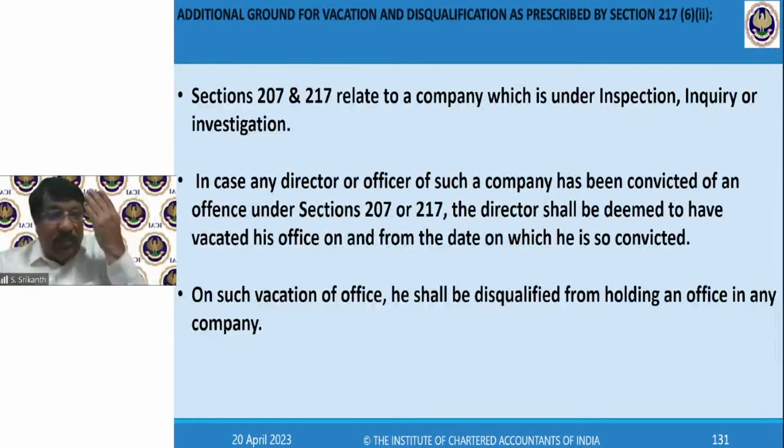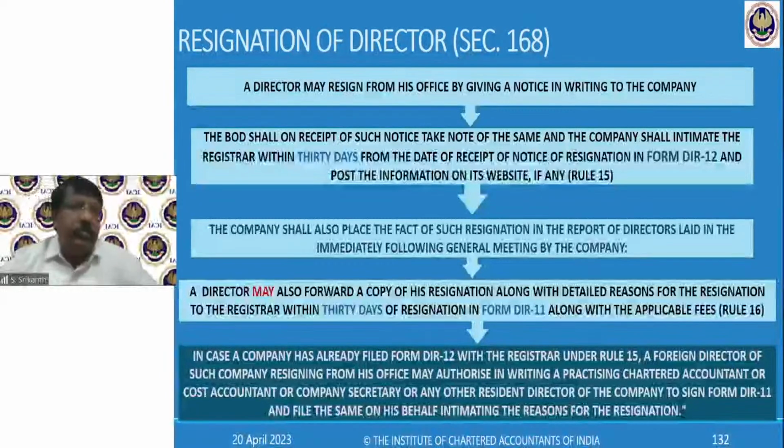He has done something which is fraudulent. He has done something which is against the public interest or the interest of the company. And the central government passes an order convicting him. Then in those cases, he will automatically vacate office and he will be disqualified from any other company.